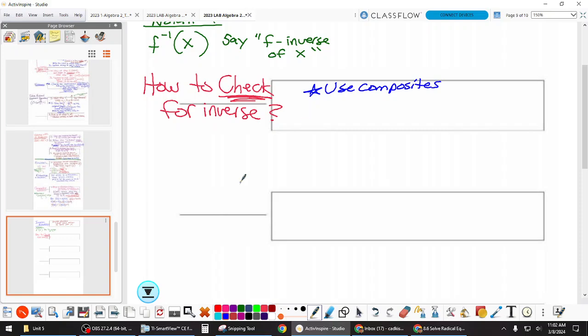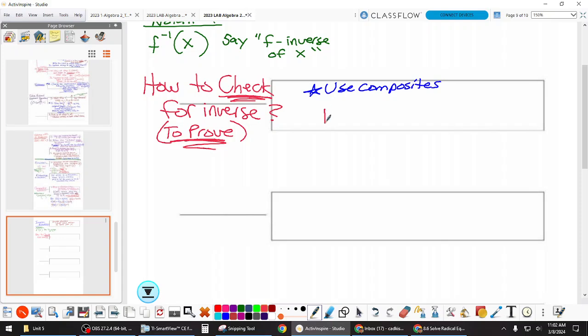Think about it. If I plug G into F and I get X, that means that F undid G and left me with the original value. And then same with the other. The thing is that you have to do both in order to prove. Okay? So maybe underneath this just put "to prove," just so you know the wording. And you're not going to write a proof like geometry. It's just going to show whether they're inverses or not.